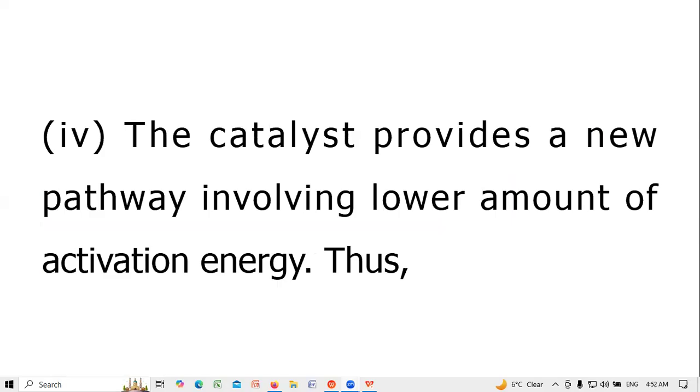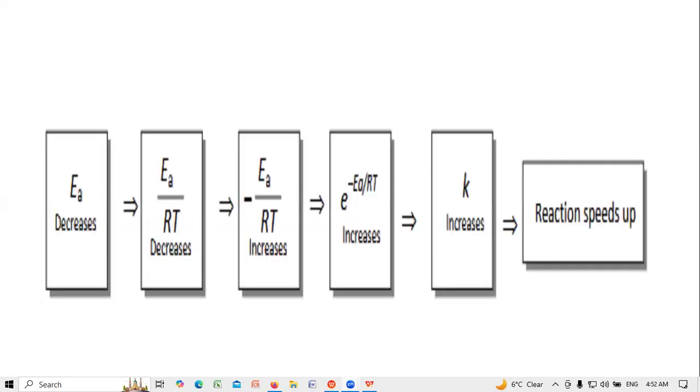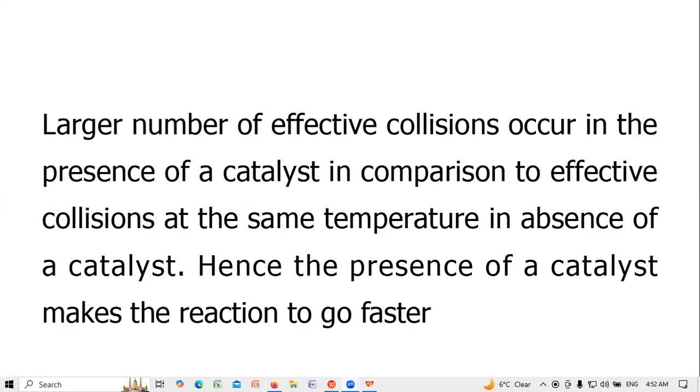The catalyst provides a new pathway involving a lower amount of activation energy. Thus, activation energy decreases, so reactions speed up. A larger number of effective collisions occur in the presence of a catalyst in comparison to effective collisions at the same temperature in the absence of a catalyst, and the presence of a catalyst makes the reaction go faster.